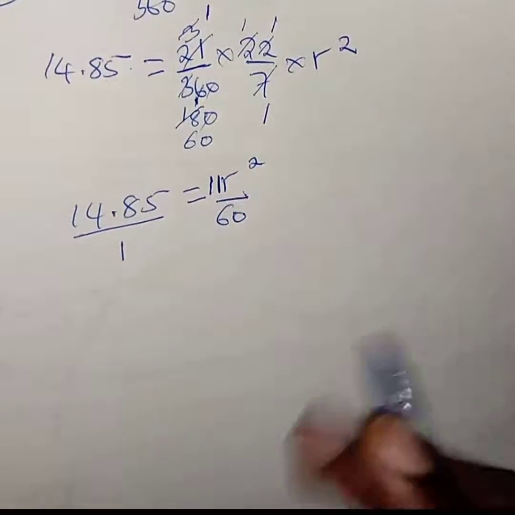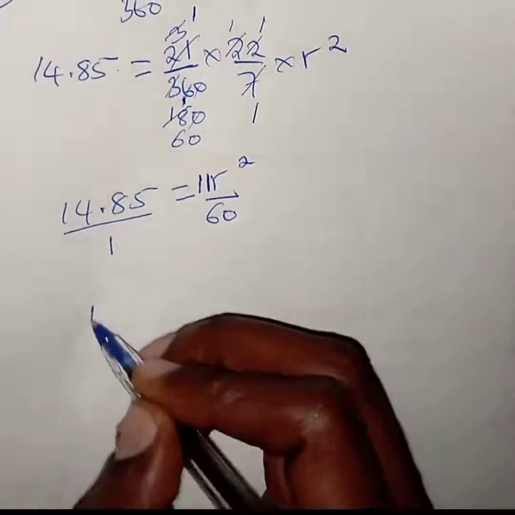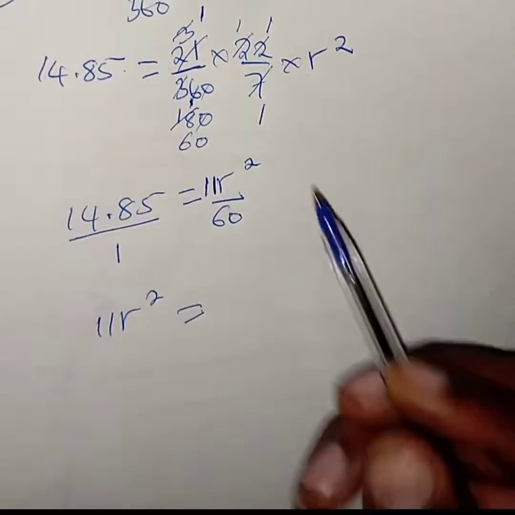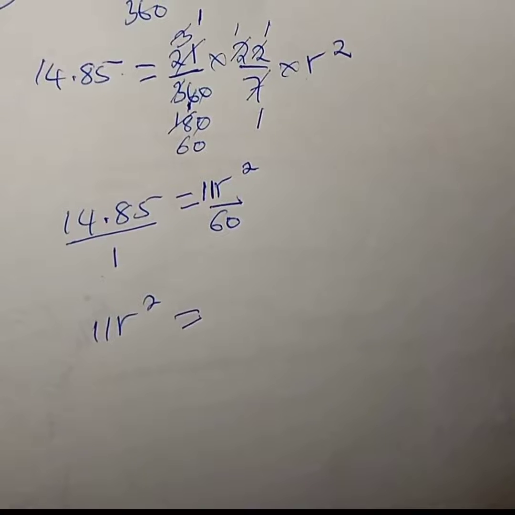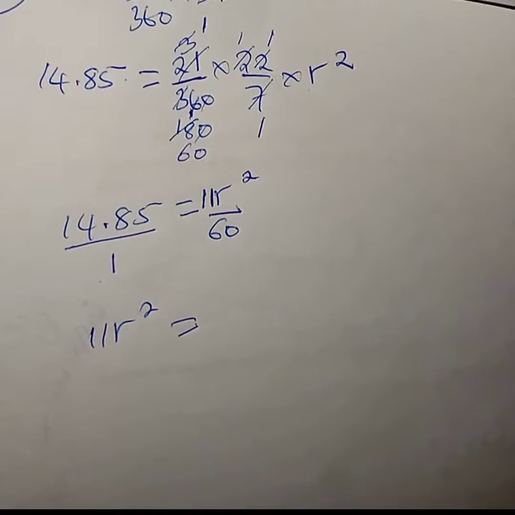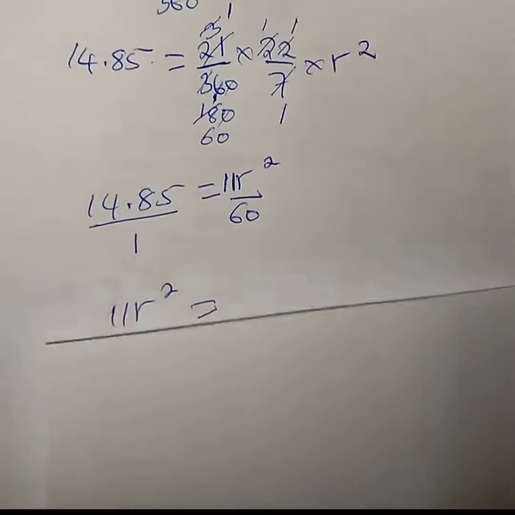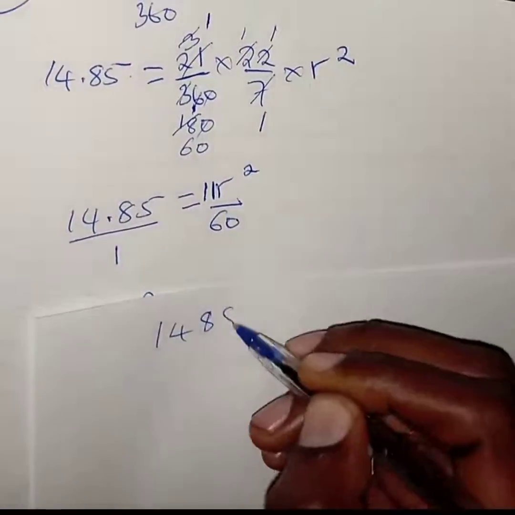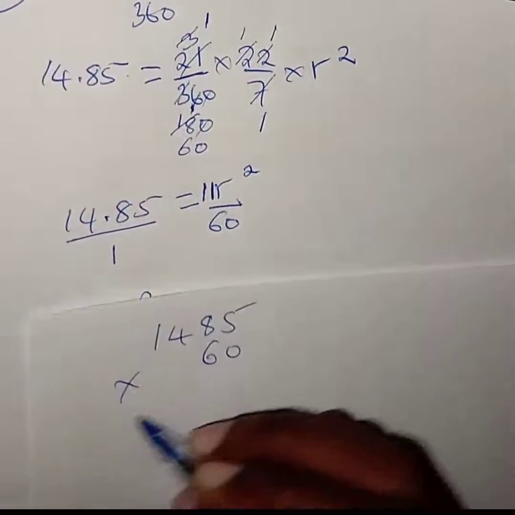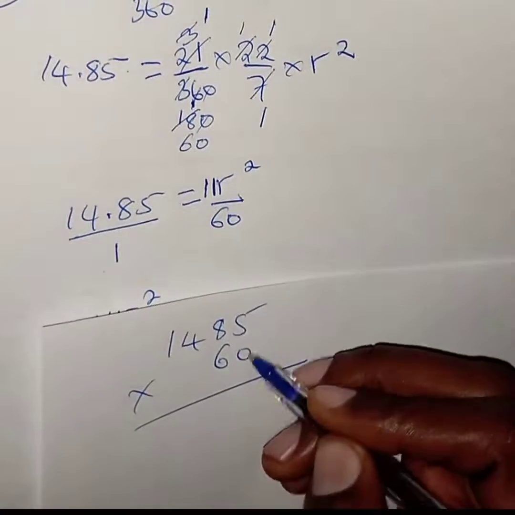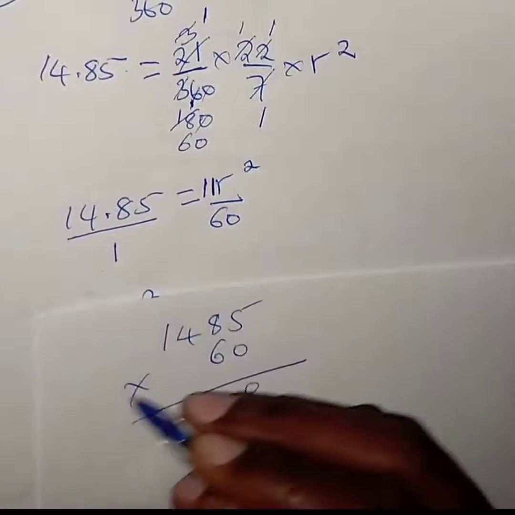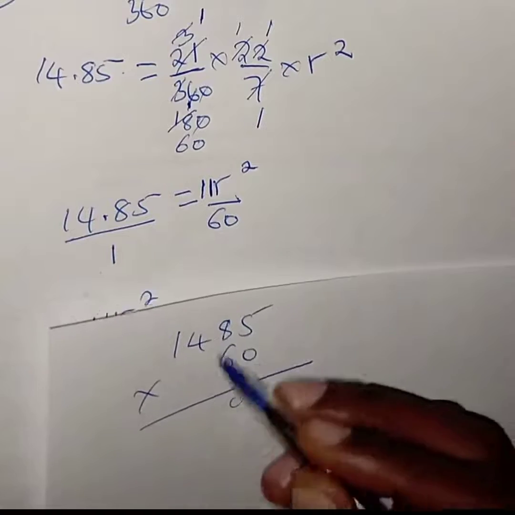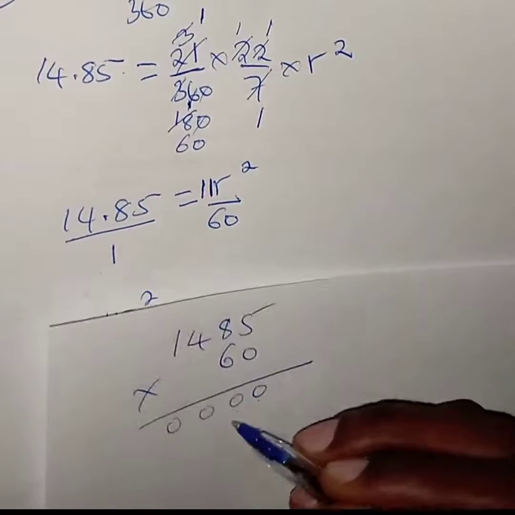So we cross multiply. 1 times 11 r squared, it will be 11 r squared. Then 14.85 times 60. Without the use of a calculator, how are you able to multiply? So what you have to do, you ignore that there's a decimal point, you bring it later. You have 14.85 times 60. You do this. So 0 times anything will still be 0. They won't make any impact.